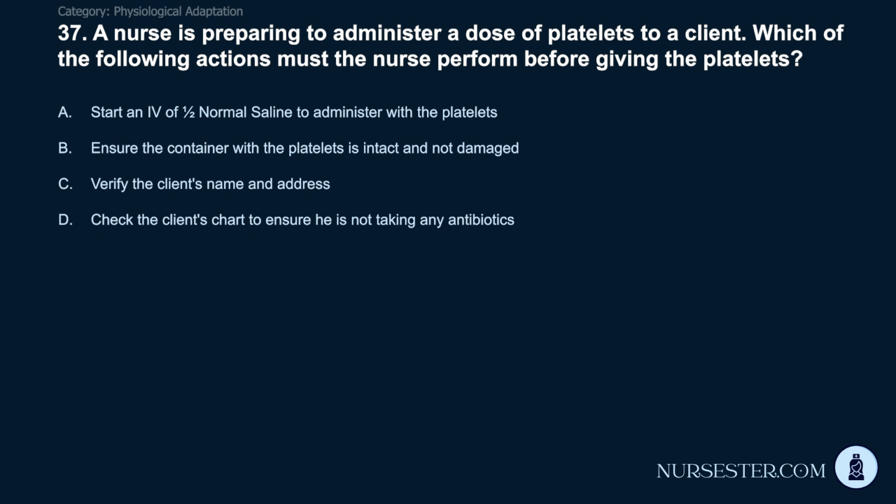37. A nurse is preparing to administer a dose of platelets to a client. Which of the following actions must the nurse perform before giving the platelets? A. Start an IV of 1/2 normal saline to administer with the platelets. B. Ensure the container with the platelets is intact and not damaged. C. Verify the client's name and address. D. Check the client's chart to ensure he is not taking any antibiotics. Correct answer, B. Ensure the container with the platelets is intact and not damaged.